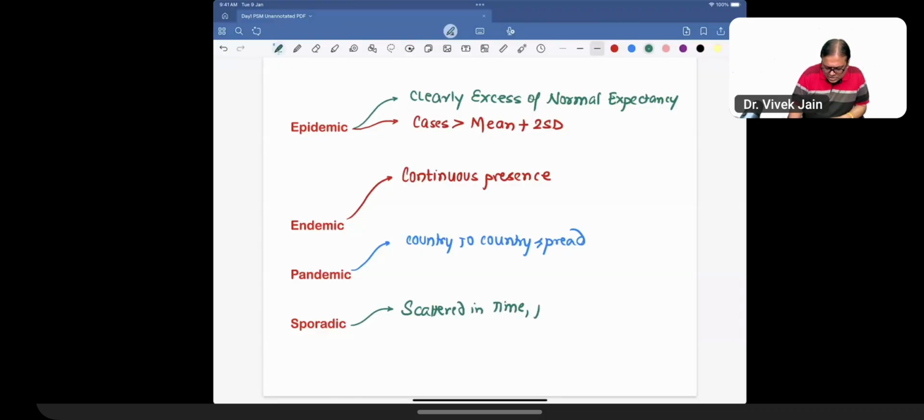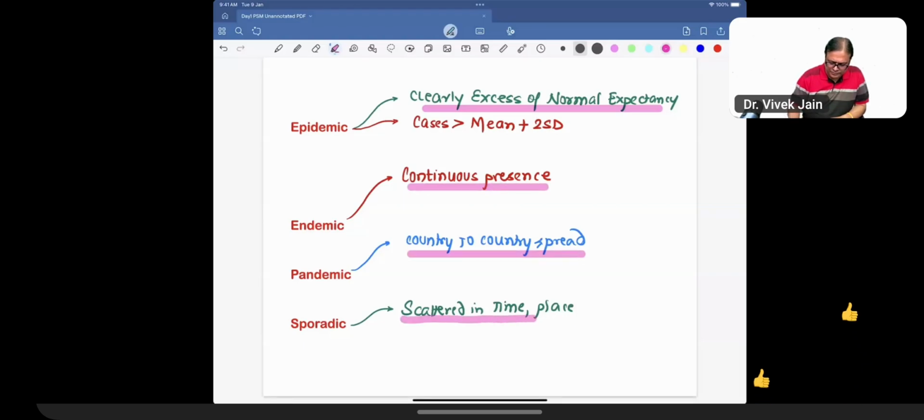Friends, these are asked by definitions and example. I have told you the keywords which will help you identify. Always present, endemic. It becomes more than that by 2 standard deviation, epidemic. Which crosses one country to another, pandemic. And sporadic like snake bite, some occurring in this state today, some occurring in another state tomorrow. That is a sporadic occurrence. Cases are not related to each other.